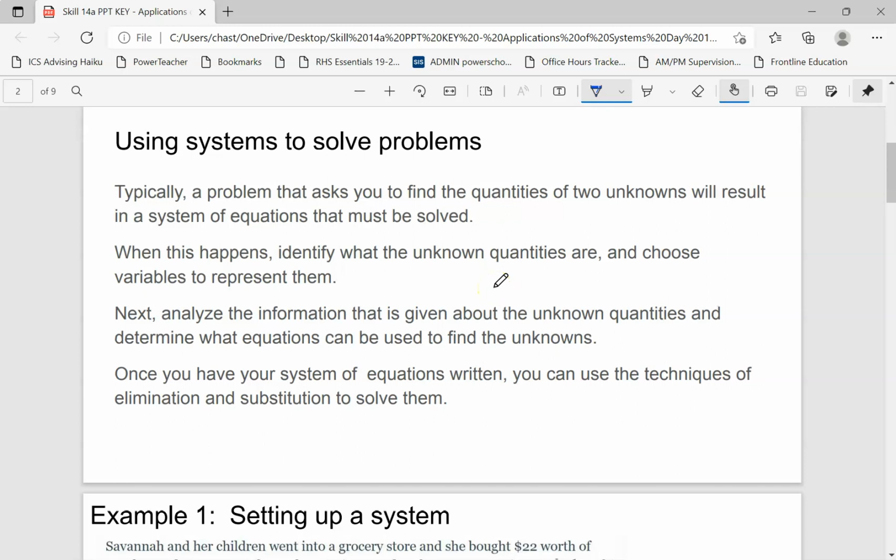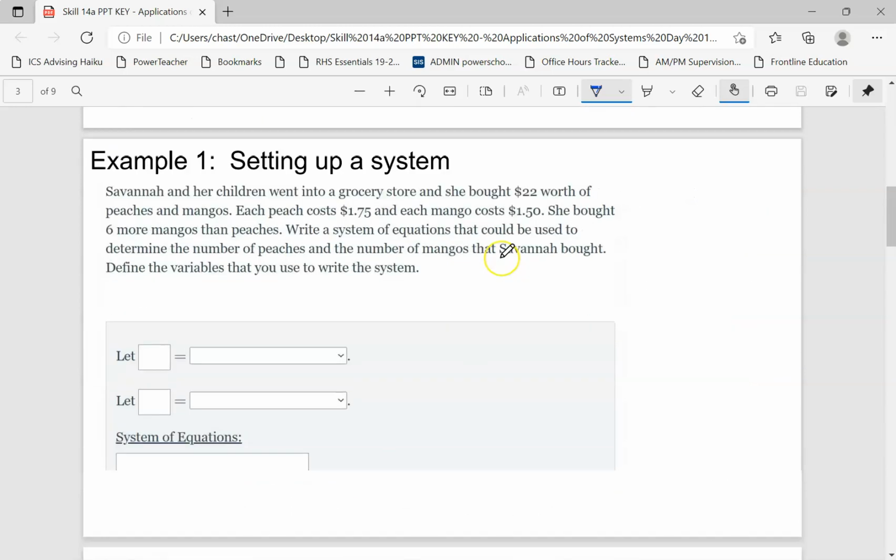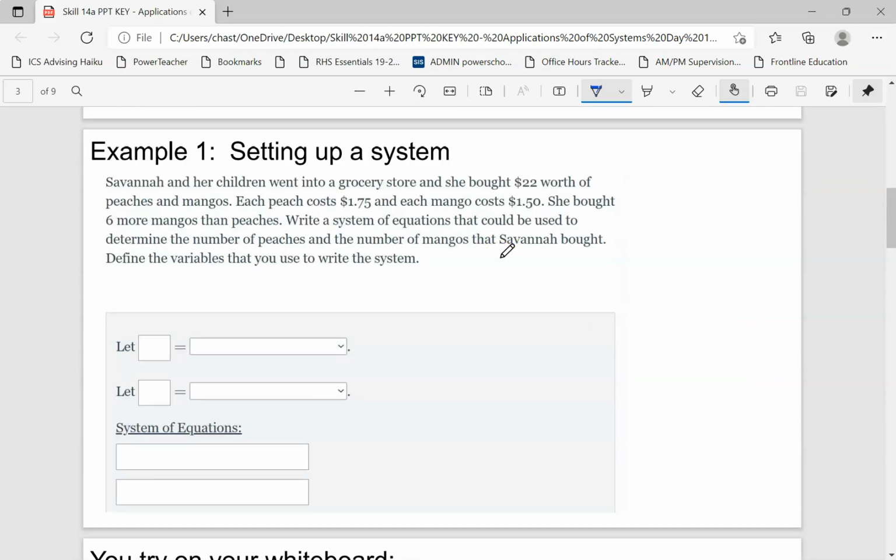So we use a system of equations to solve problems that ask us for two quantities that are unknown. When this happens, we have to identify the unknown quantities and choose variables to represent them. After that, we're going to analyze the information that's given about the unknown quantities and determine what equations we could use to find those unknowns. And then once we have the system written, you'll use your elimination and substitution techniques to solve them. So let's start with practicing setting up a system.